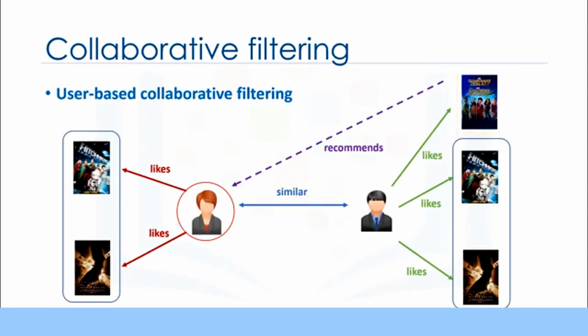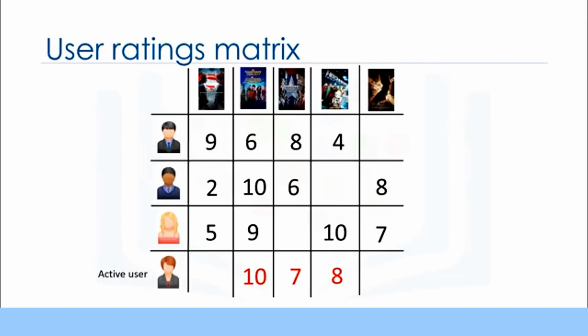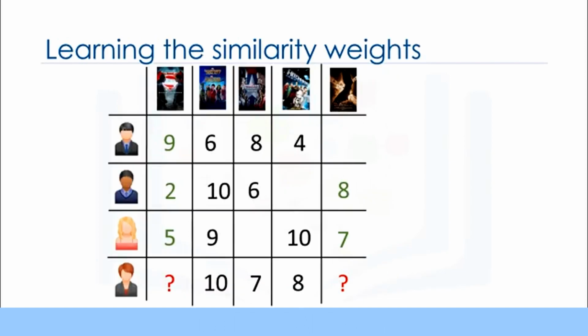Now, let's dive into the algorithm to see how all of this works. Assume that we have a simple user item matrix, which shows the ratings of 4 users for 5 different movies. Let's also assume that our active user has watched and rated 3 out of these 5 movies. Let's find out which of the 2 movies that our active user hasn't watched should be recommended to her. The first step is to discover how similar the active user is to the other users. How do we do this?